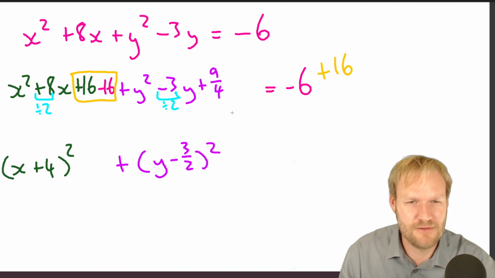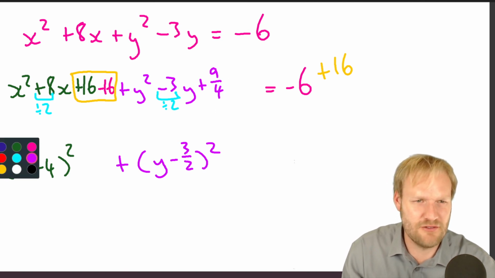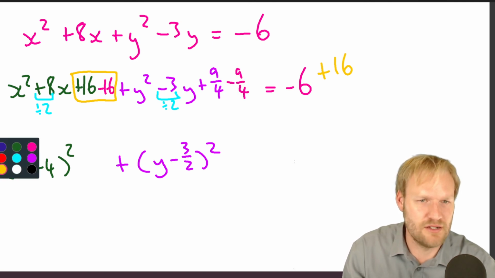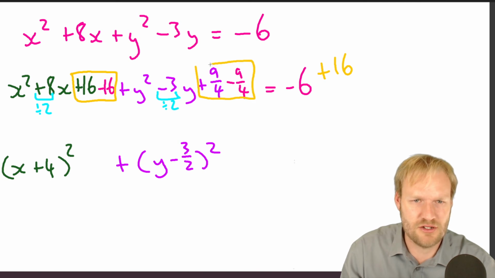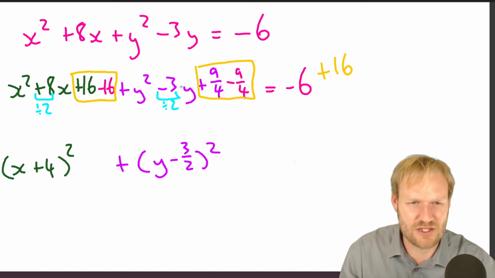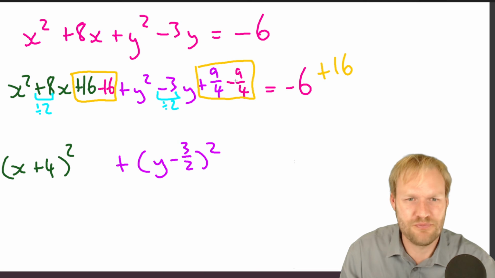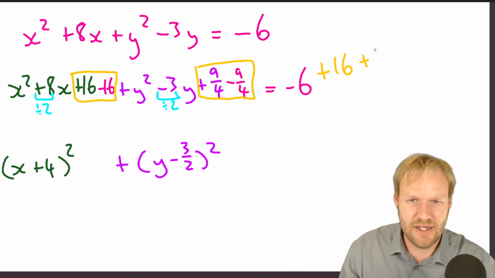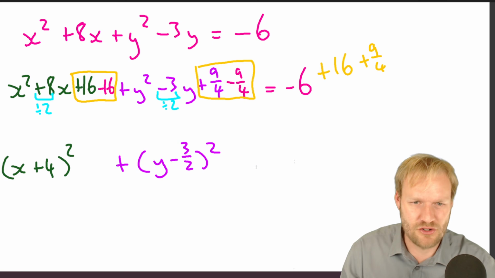Okay, so there's that. But now we didn't have a plus 9 over 4. So we need to subtract 9 over 4, because then we're back to where we started. So those things will kind of cancel out, and y squared minus 3y is what we had. Okay, but we don't want it over here. So what we're going to do is add 9 over 4 over there. And so our equation already looks quite nice.